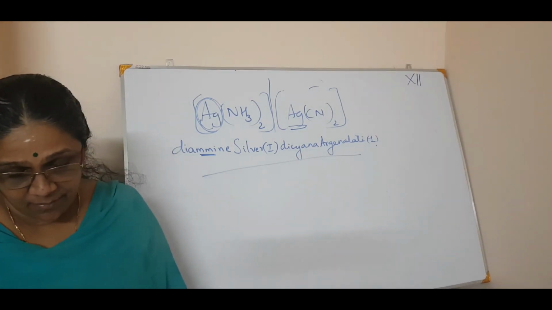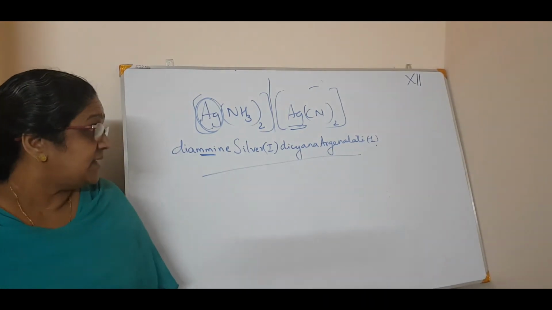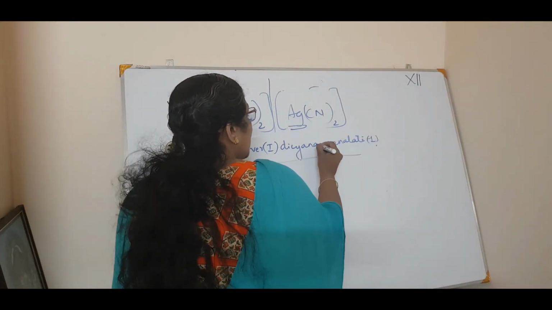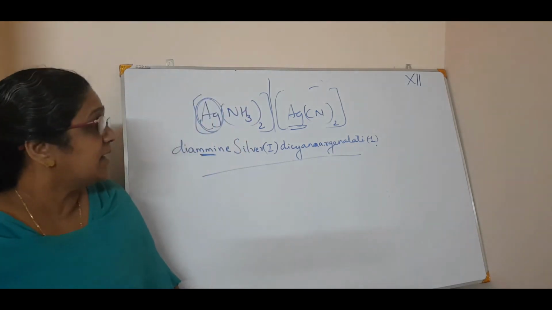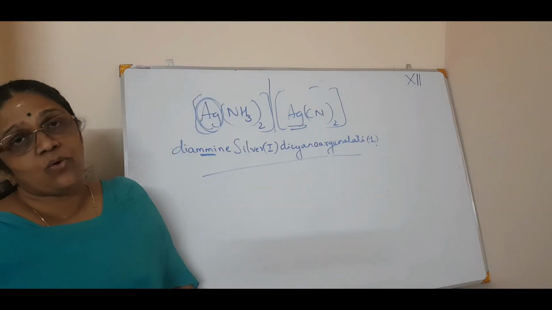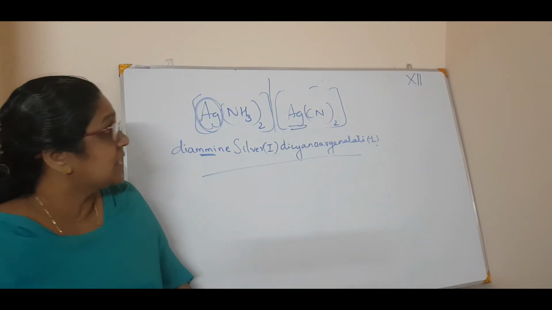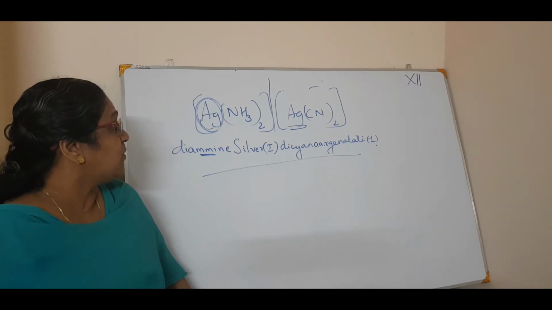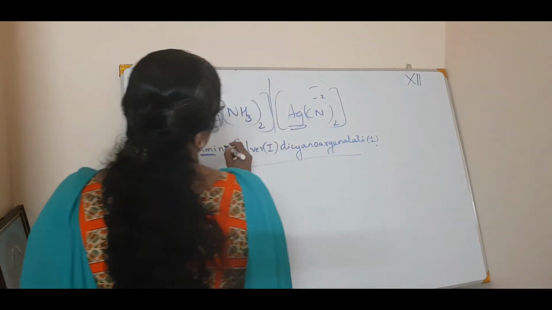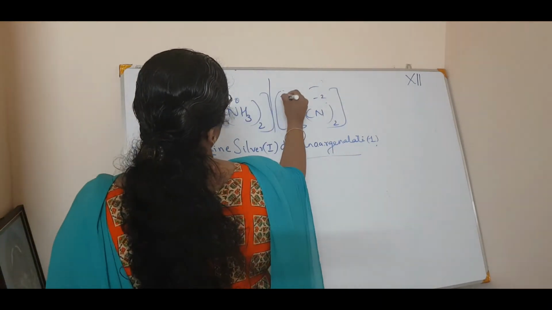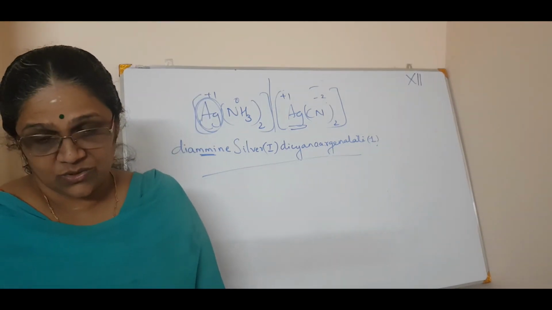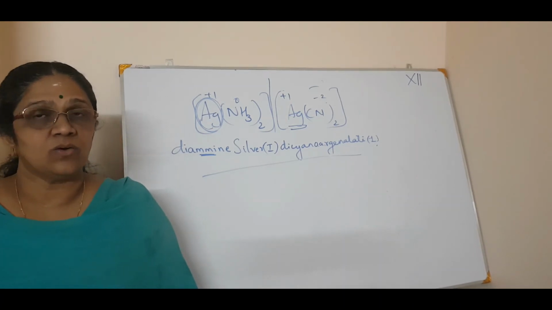That is diamine silver 1 and dicyanoargentate. R is small letter. Dicyanoargentate. Dicyano, because cyano is a negative, so it should end in O. Dicyanoargentate 1. Clear? So this is how it goes. Why? Because silver is 1. Why? Because this is -2. So it must be this +1. This is 0. So this is +1. That is how +1 comes for both the silver. So this is how the naming goes.